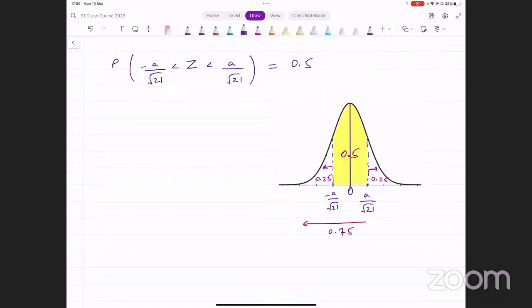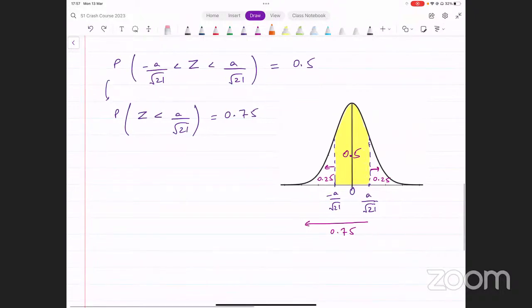So if we know that the probability of z being between these two values is 0.5, this implies that the probability of z being less than a over square root of 21, how much is that going to be? 0.5 plus 0.25, and that gives us 0.75. And this is something that is now in the standard form. It's z less than a positive number. And now we can go to the table and figure out the value of z here. So this is what we need to figure out.